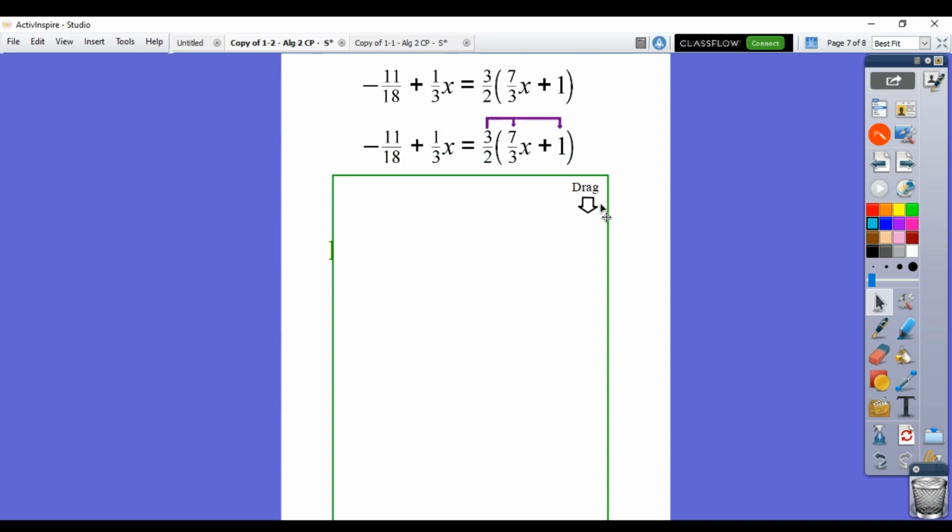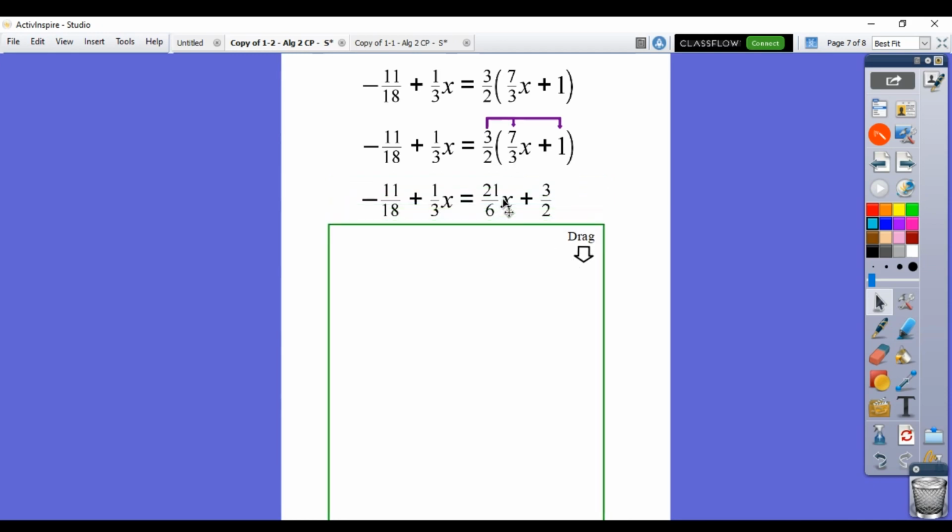First, you can distribute the 3 halves. Remember, when multiplying a fraction by a fraction, numerator times numerator, denominator times denominator. So 7 times 3 gives me 21, and 2 times 3 gives me 6. So that's why I have 21 over 6 here. 3 halves times 1 is going to be 3 halves. Everything on the left side I just drop down. Don't worry about it.